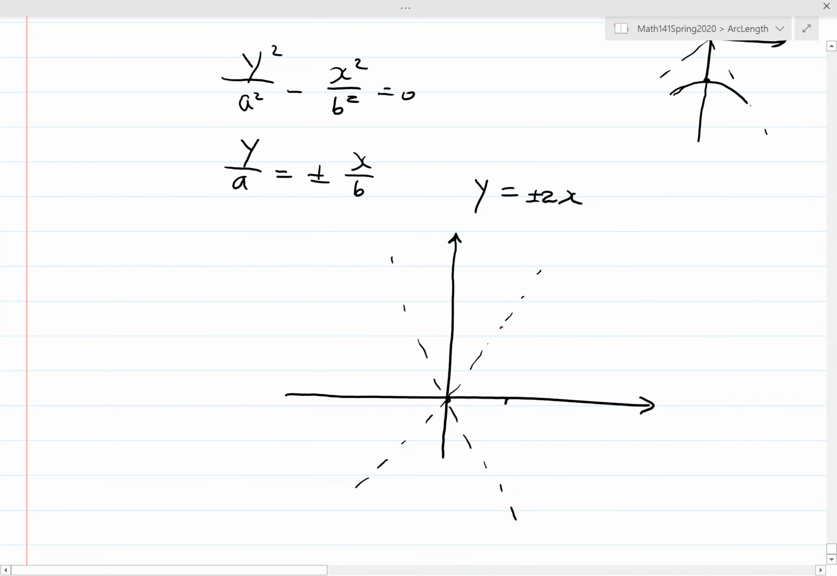This point is 1, this point is 2. If it was centered at the origin O, then it will look like this. A is 2, b is 1. So this is the box. It looks like this. Okay, asymptotes. The other part.